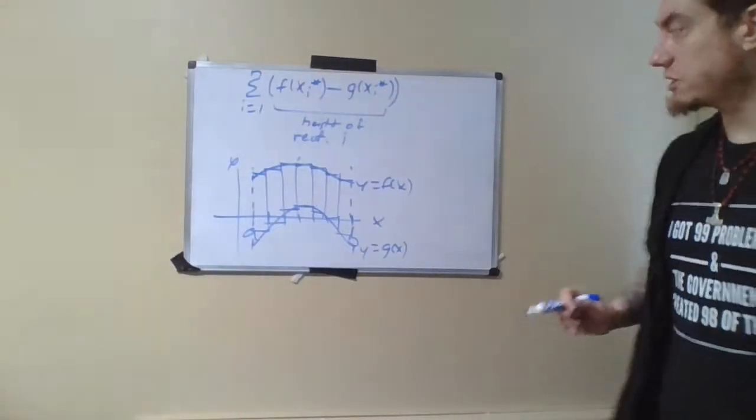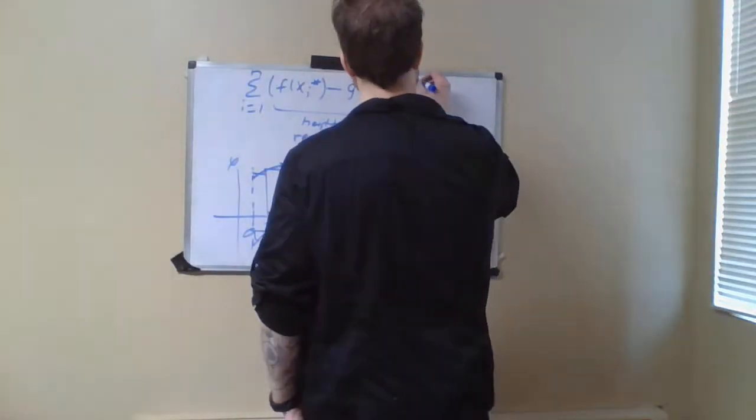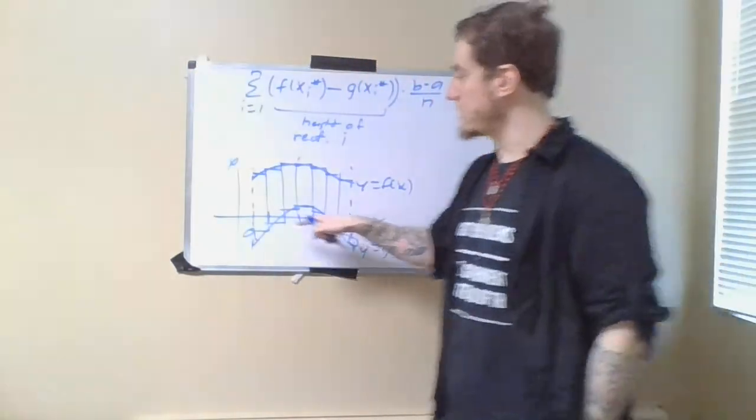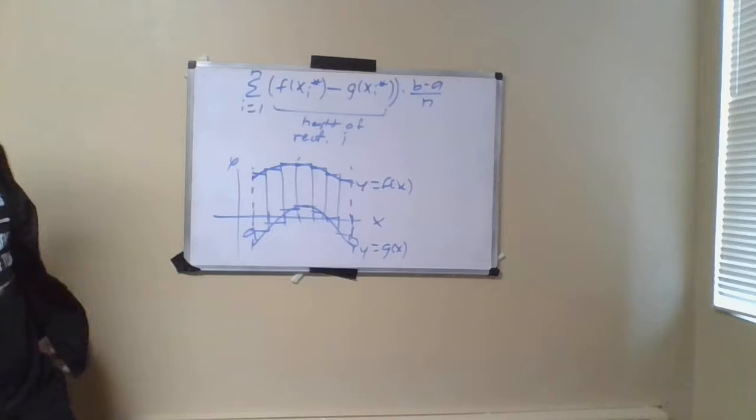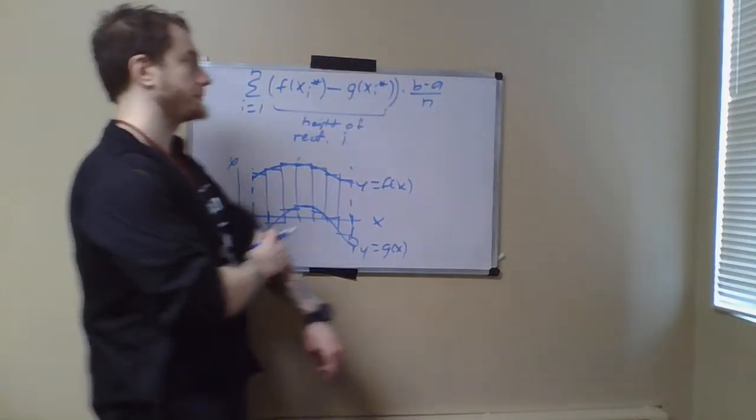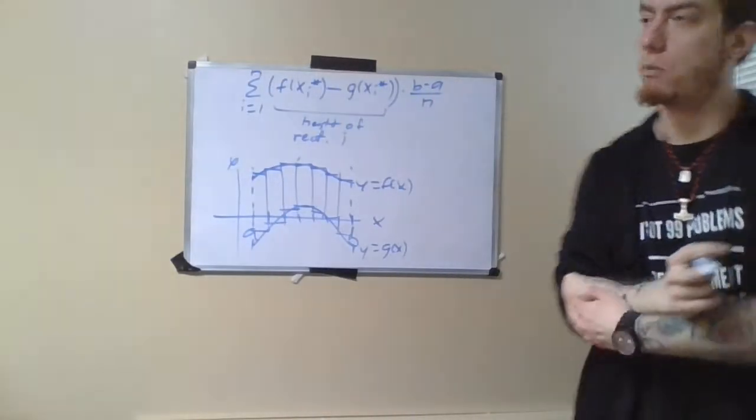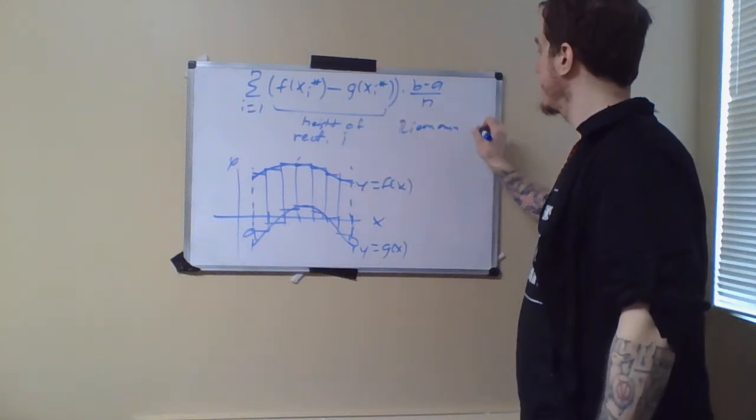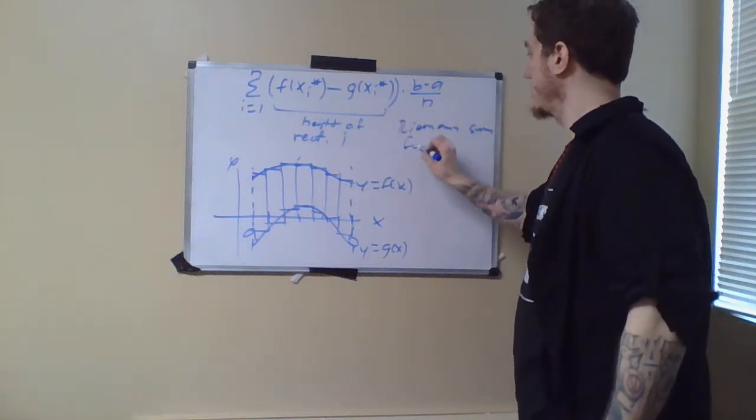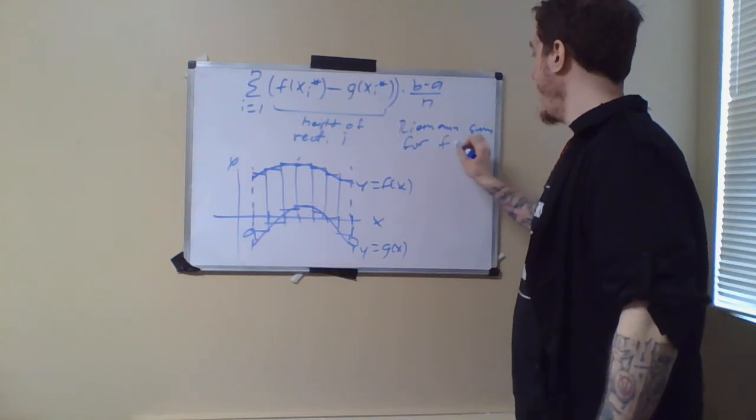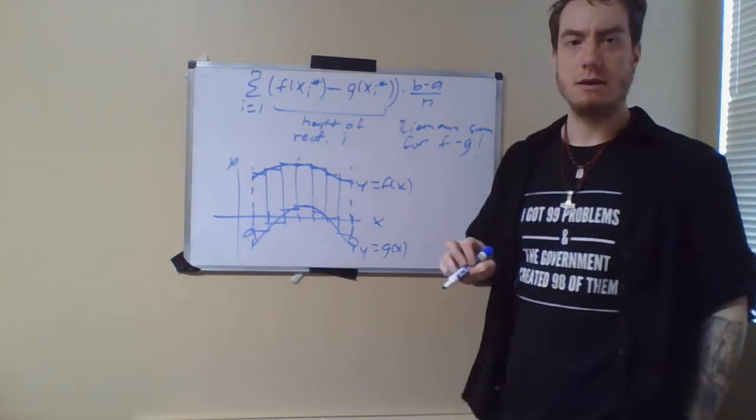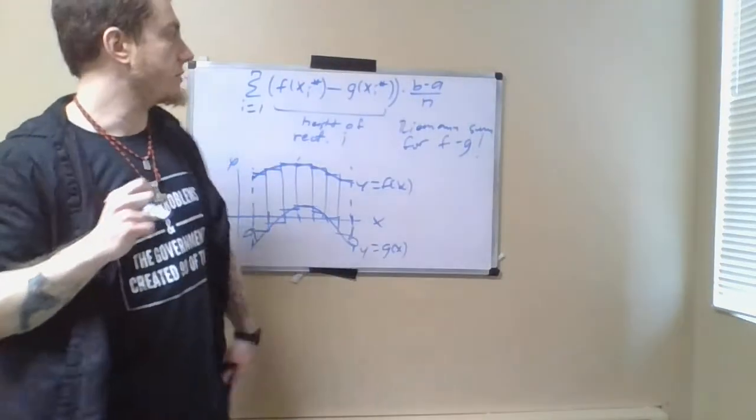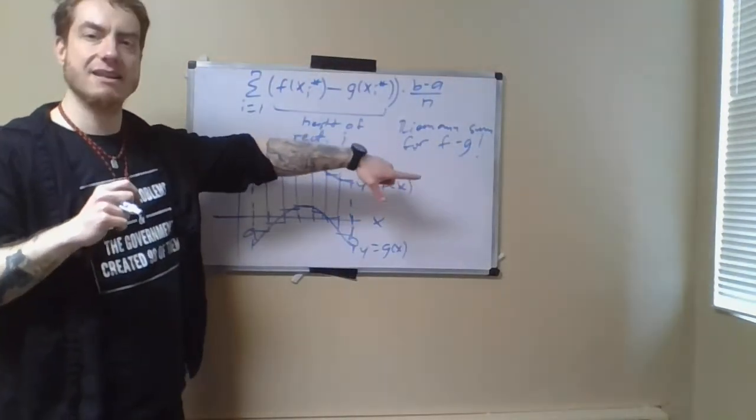And then, of course, I have to multiply by the width of the rectangle. Well, the width of the rectangle is b minus a divided by n. It's the difference between the two sides divided by the number of rectangles that we've got. But notice that this is actually a Riemann sum for f minus g. That's all it is. It's really just a Riemann sum for the function that you get by taking f minus g.